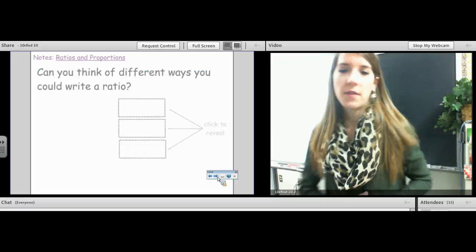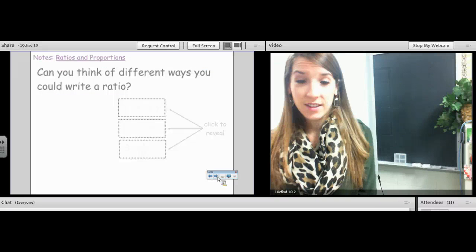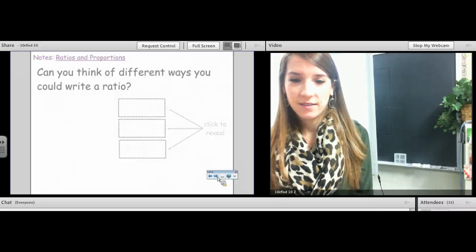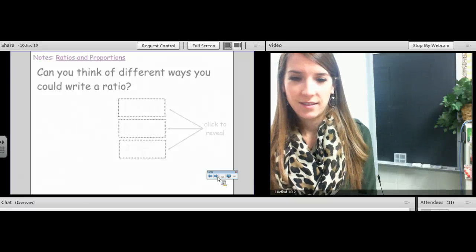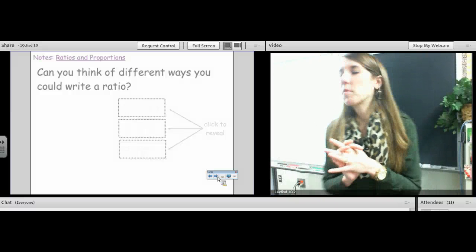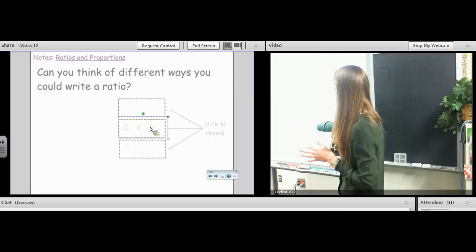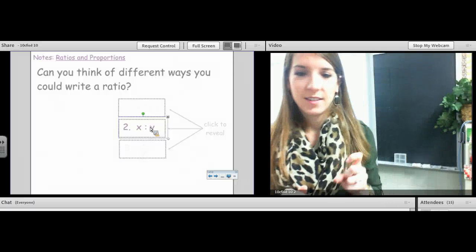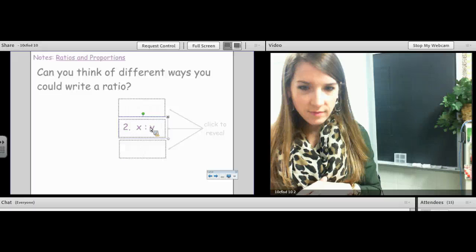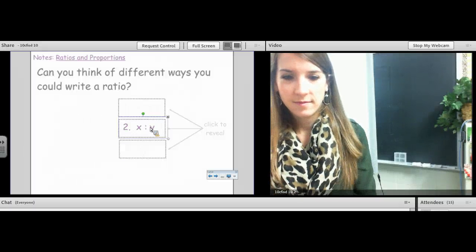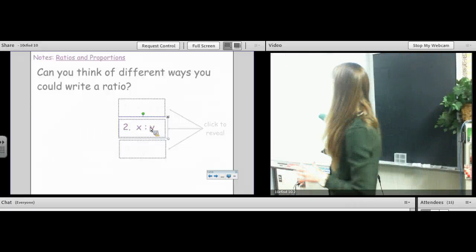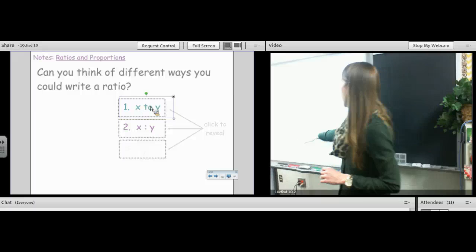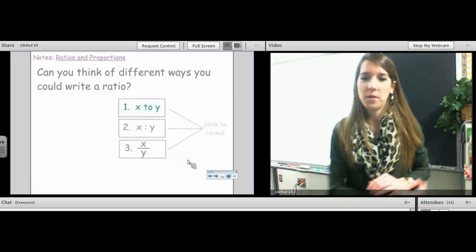There are 3 different ways that we can write a ratio. How can we write a ratio? 3 ways. I know which way you're going to think of first. With a colon, yep. Is that this one? Yes. What else? With a division, yep. Oops, I gave it away. Sorry. I forgot what order they were in.